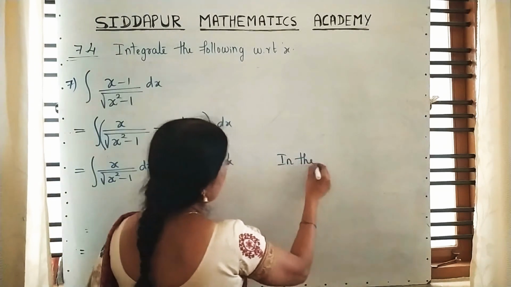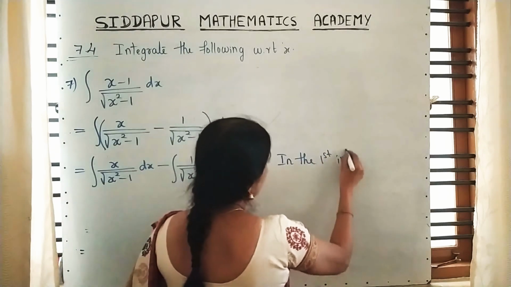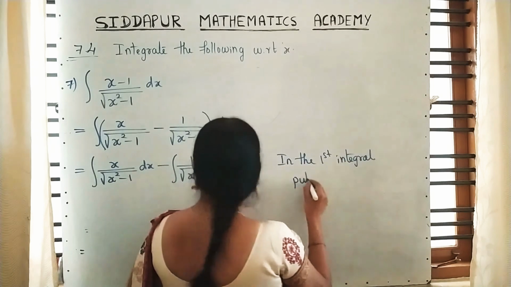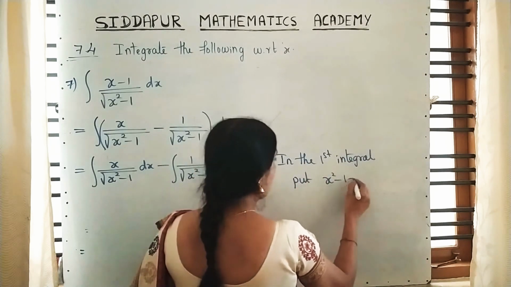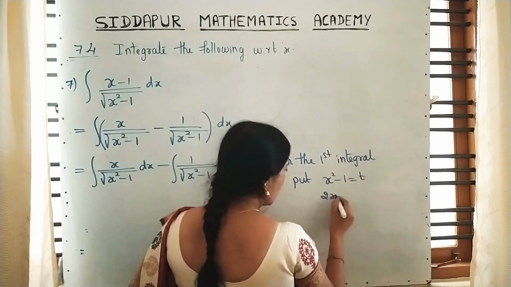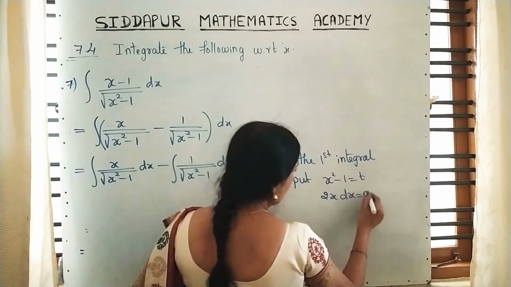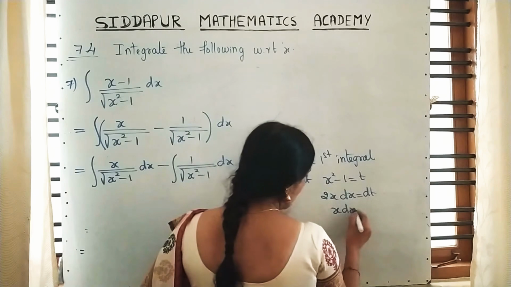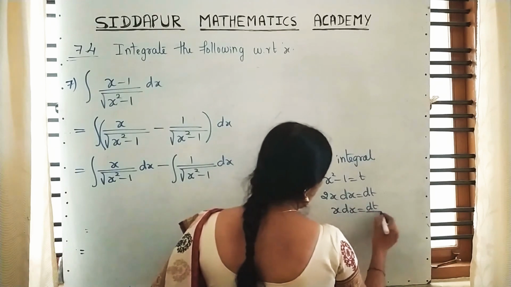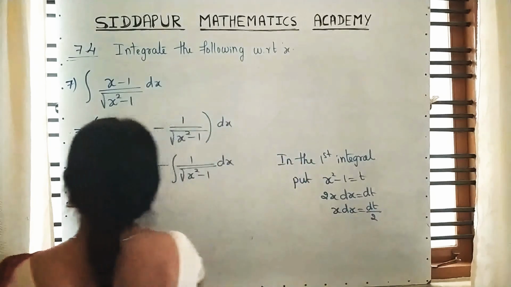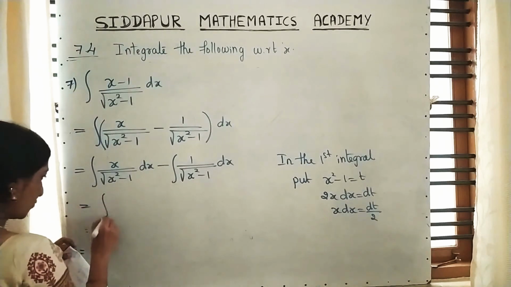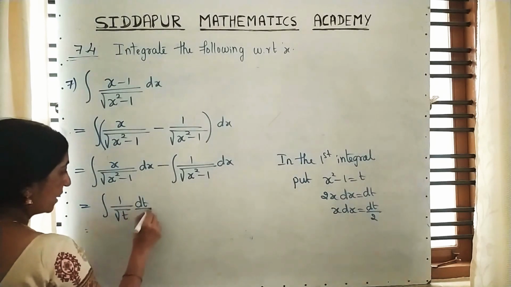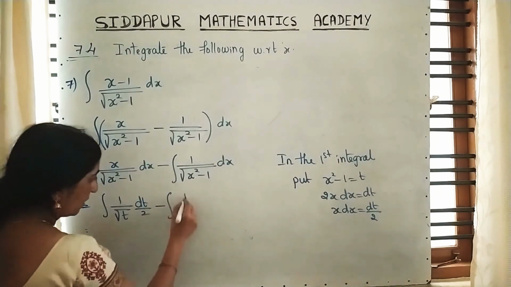In the first integral, put x square minus 1 as t. This gives you 2x into dx is dt. But what we required in the problem? We required x into dx, that is dt by 2. So only in the first integration I am doing a substitution. It is 1 upon root t into dt by 2, and this I kept as it is.